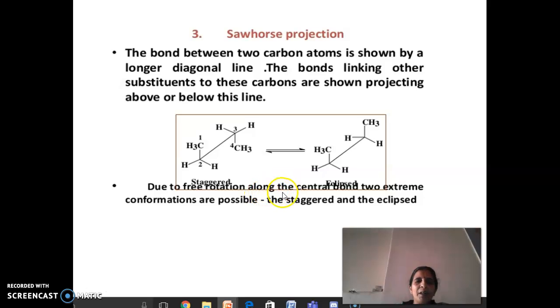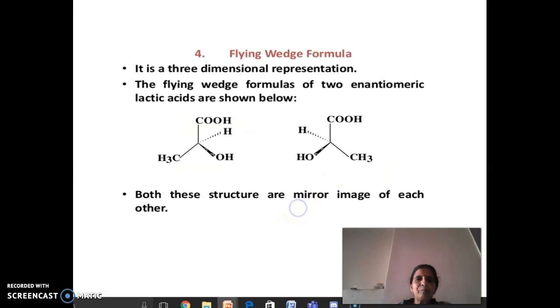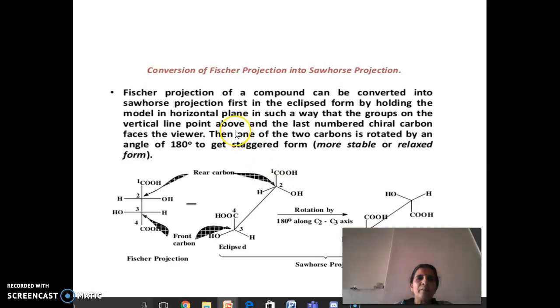Due to the free rotation along the central bond, two extreme conformations are possible, the staggered and the eclipsed conformation. This is a three-dimensional representation, which is called the flying wedge. This is a flying wedge formula of two enantiomers of lactic acid. Both these structures are mirror images of each other.